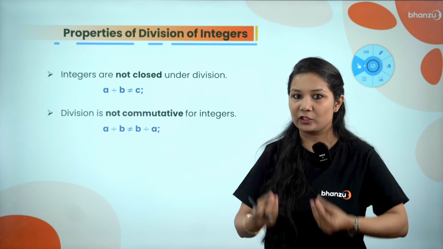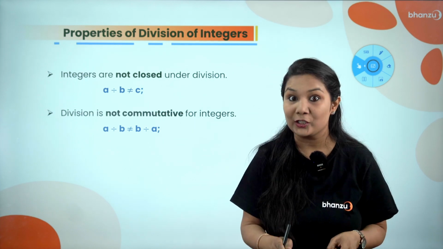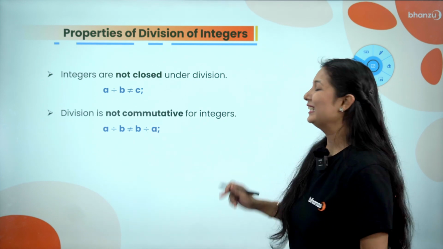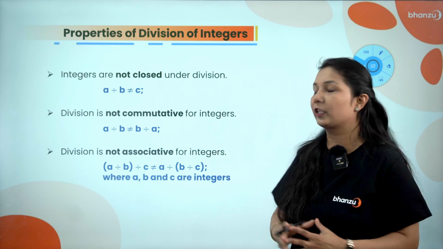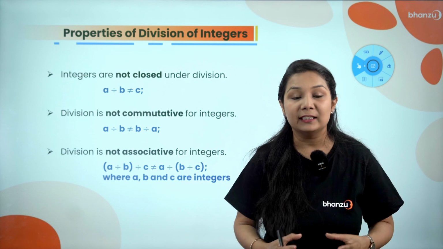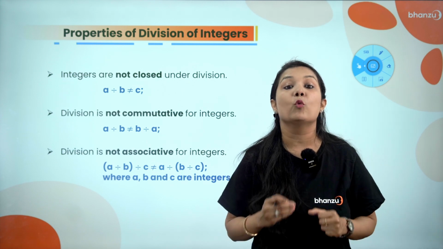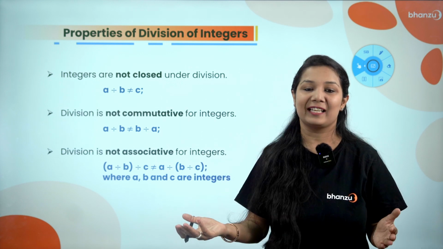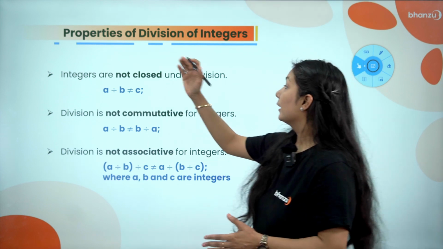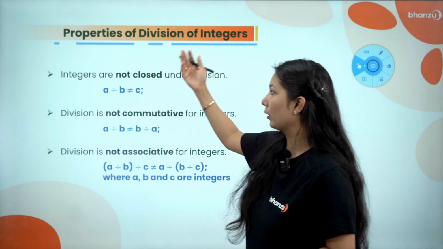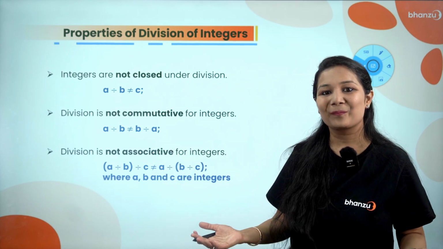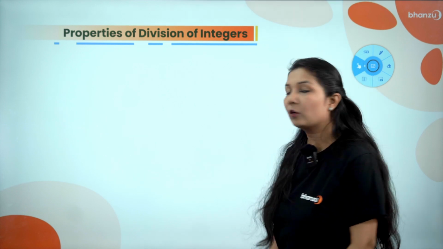Let's see the second one, which is division is not commutative for integers. If you divide the integers by interchanging their positions, you won't be able to get the same answer. And the last one is division is not associative for integers. So if you have 3 or more integers and you divide them by grouping, our final answer won't be the same for right hand side and left hand side. So this concludes that division is not true for closure property, commutative property and associative property for integers.